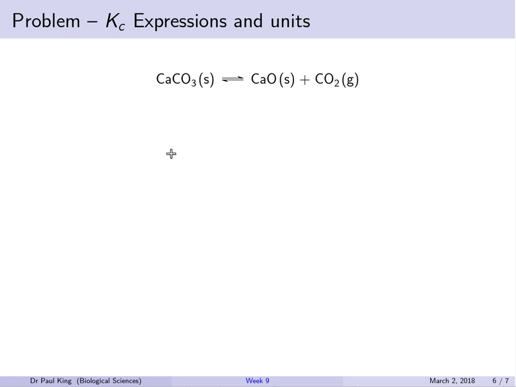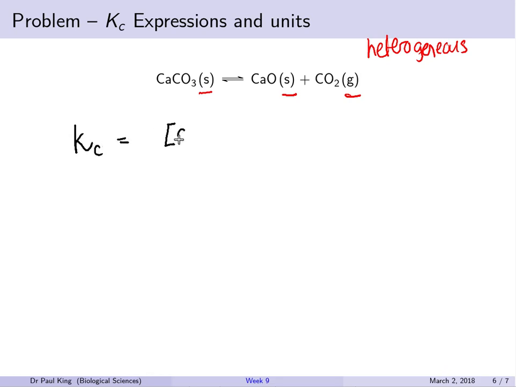Our third example. Now, what do we notice about this equation? First of all, we notice that it is a heterogeneous expression, because here we've got solid, solid and gas. And remembering what I said earlier, we only include terms involving the substances that are present in aqueous solution or the gas phase. We don't include pure liquids or pure solids. So our Kc, equilibrium constant, is very easy to write down in this case.